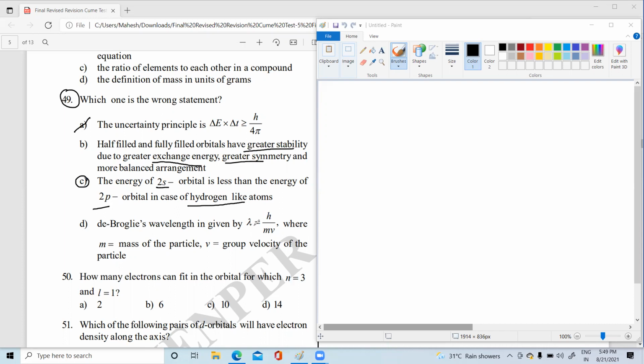And the de Broglie wave equation, lambda equal to h by mv, is the correct statement. So the answer should be C, the wrong statement. So this is the correct answer for that.